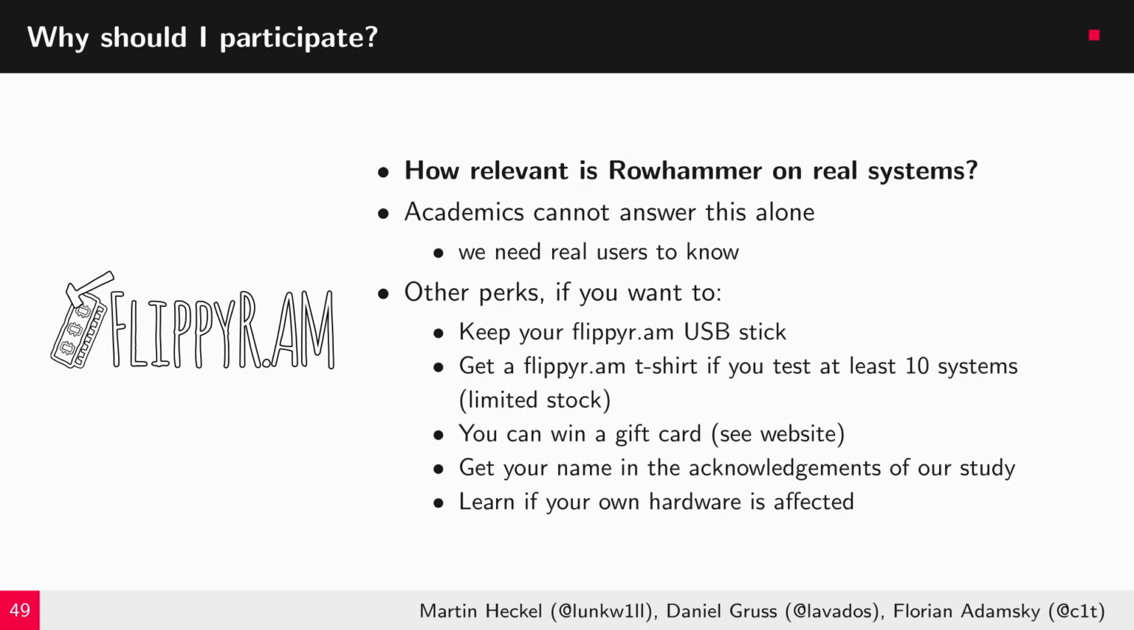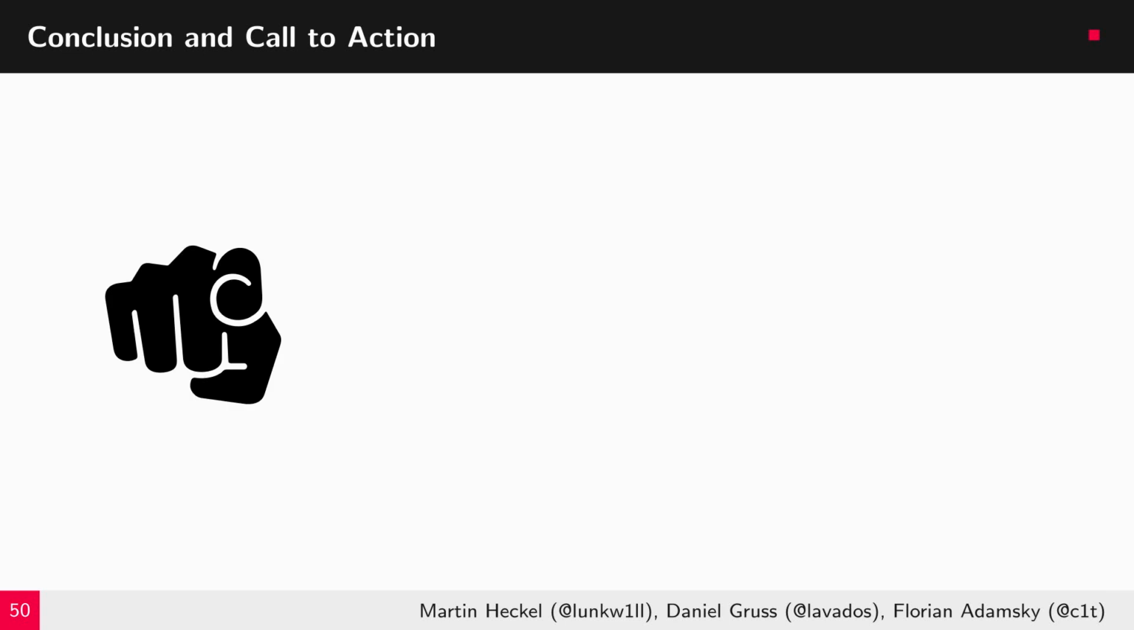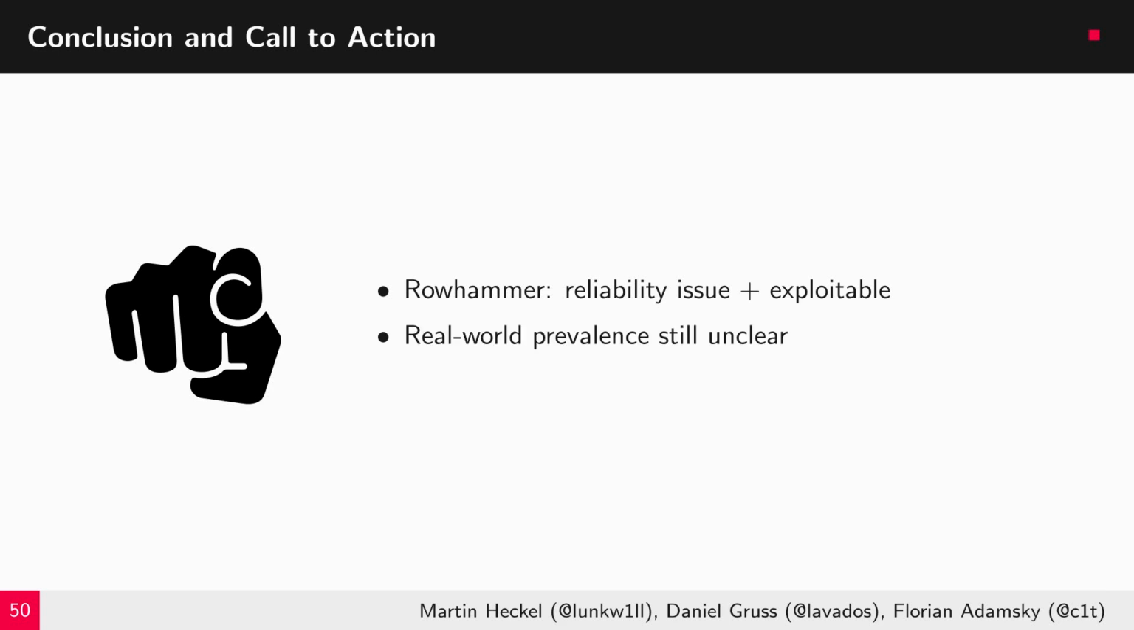Let's get to the conclusion and also the call to action. Rowhammer is a reliability issue and it is exploitable if your system is affected. Real-world prevalence is still unclear, and we would like to figure that out. Please join us and contribute to our large-scale study. Just visit our website at flippyr.am.